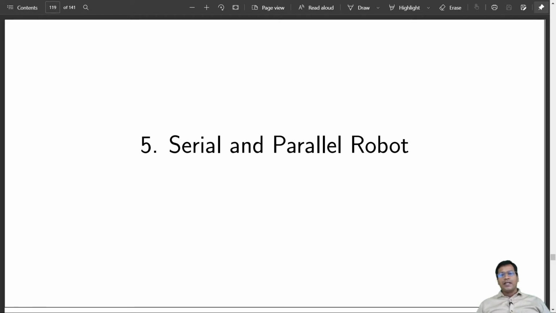Serial robots and parallel robots. Technically, they need special attention because serial robots are the most widely used robots in the industry. The principles involved in understanding the physics of these robots are quite similar, and it becomes more mathematical as we move from serial to parallel robots.